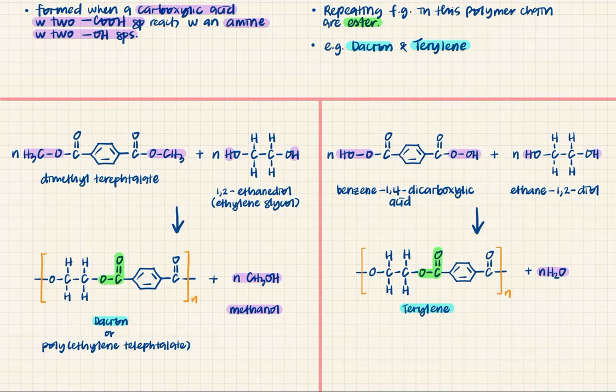Here you have this dicarboxylic acid reacting with a diol, so you will also remove water. You will remove water and form Terylene. This is your ester functional group in your polymer.